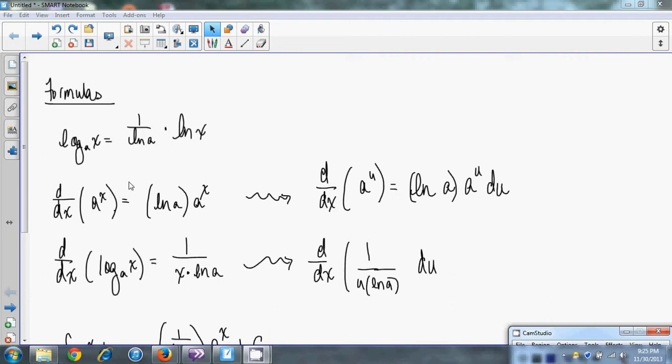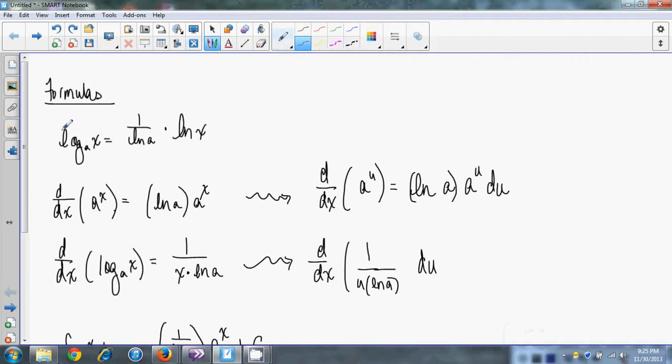We have this little rule, which may or may not be all that exciting, because we have all of these other little rules for converting your log with a base that is not a common log over into a natural log. And then we have two derivative rules. With a to the x, the derivative is going to be the ln of a times a to the x. But of course, we're most likely using a to the u, so it would be ln of a times a to the u, and then of course your du.